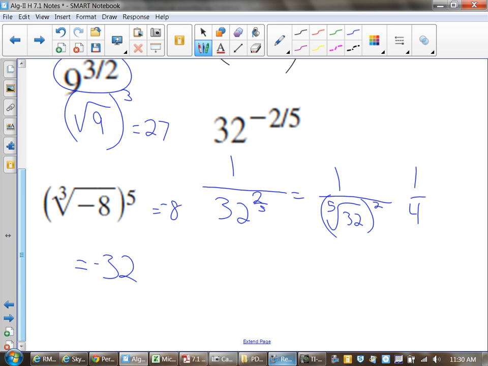-8 to the 3/5. So is it 3/5 or 5/3? 5/3. Yeah, the n value always goes to the denominator. Always, always, always goes to the denominator. Okay? The n value always goes to the denominator.